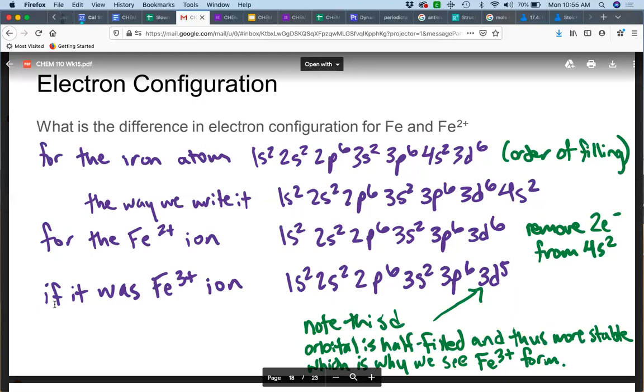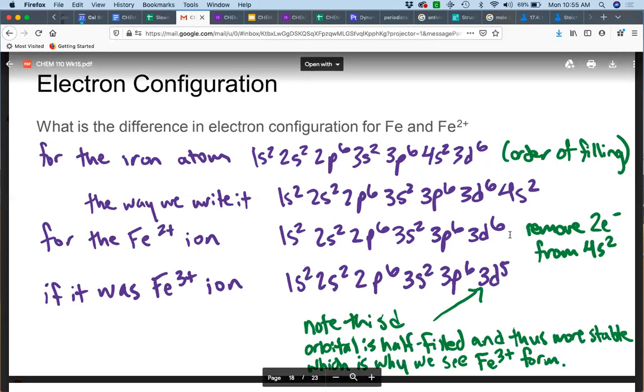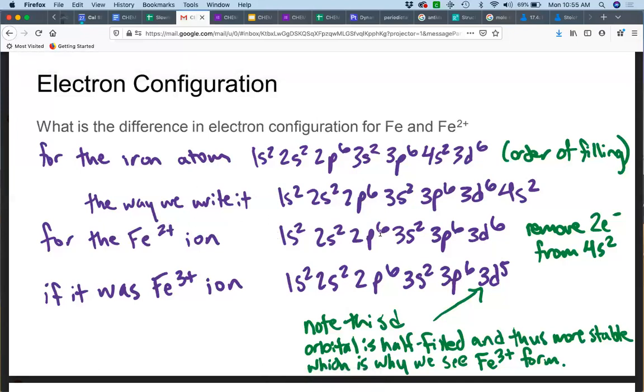So when I form an Fe2+ ion, I'm going to take those electrons not from 3d6, but instead I'm going to pull them from 4s2. So I'm going to take those 2 electrons away, which means now that that 4s orbital is empty. Because it's empty, we don't write it. So now my Fe2+ ion would be 1s2, 2s2, 2p6, 3s2, 3p6, 3d6.